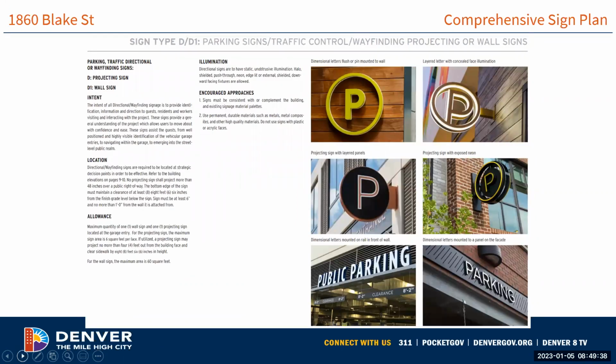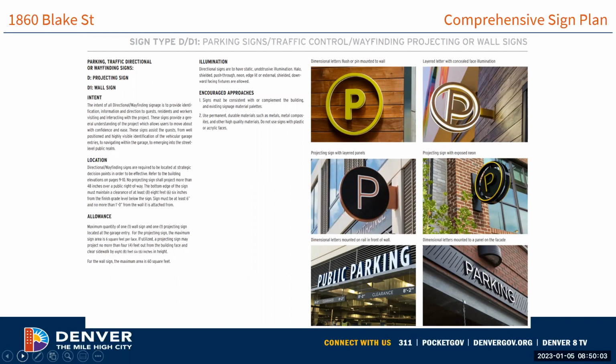And finally, we have the parking wayfinding sign locations. Those are proposed as D and D1 in the package and are in blue. All of these signs are located at Lake Street near the parking entrance to the structure. Only one wall sign and one projecting sign location may be used at a time. And the projecting parking sign is limited to 6 square feet per face.